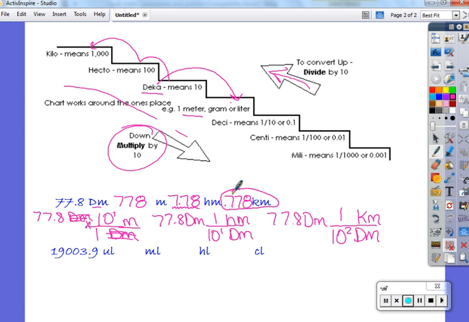Now, here we have a different type of problem. We have 19,003.9 microliters. This is a micro here. This kind of looks like a U, or a fancy M and a U squished together. Okay, that's your micro symbol. It's actually the Greek letter mu, so it's an M and a U mixed together. Don't let that confuse you. Anyways, we have 19,000 something microliters, and we need to turn that to milliliters.